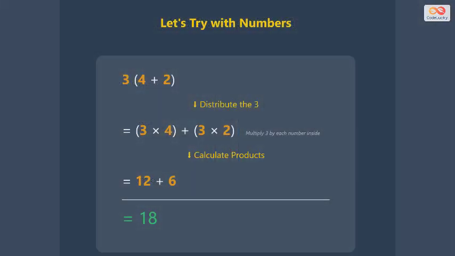Let's apply this to real numbers. Suppose we have 3 times the quantity 4 plus 2. Following the distributive property, we take the 3 and multiply it by the 4, and then take the 3 and multiply it by the 2. This gives us 12 plus 6, which equals 18.